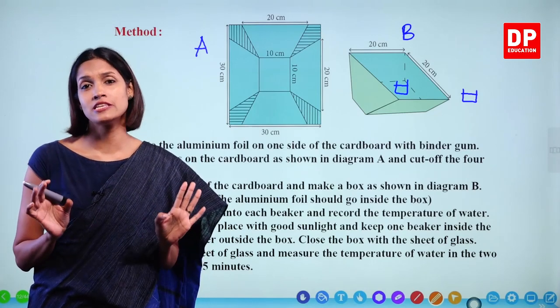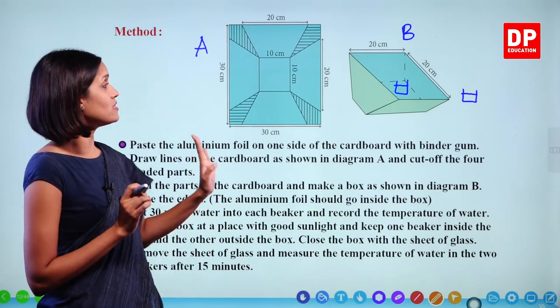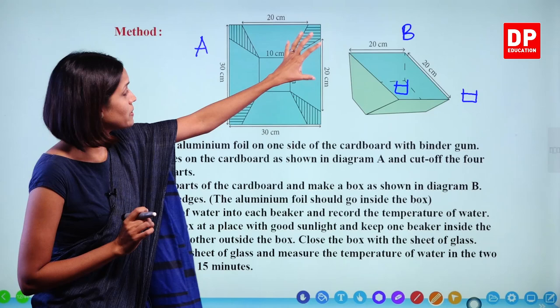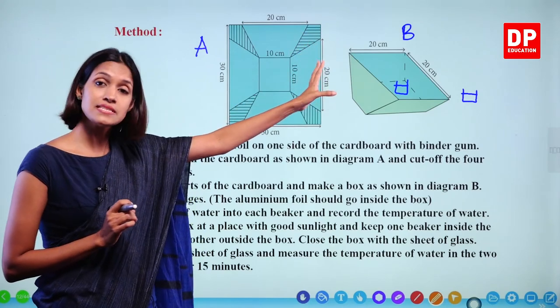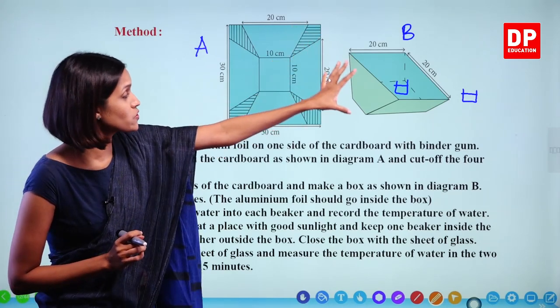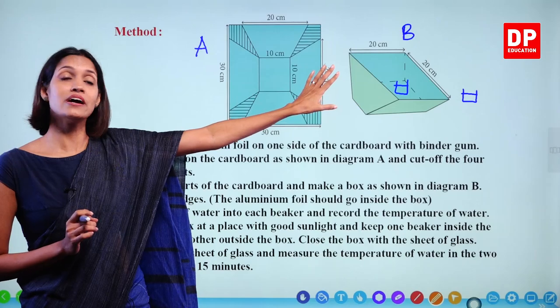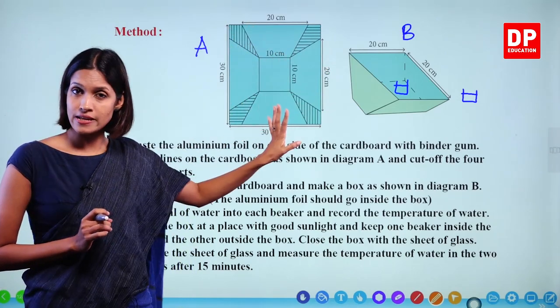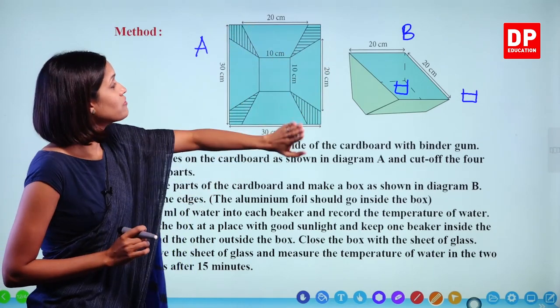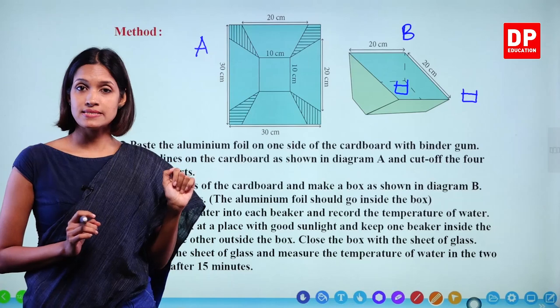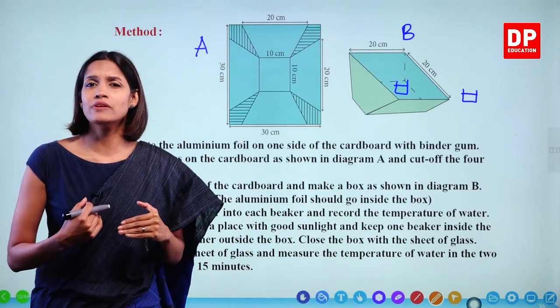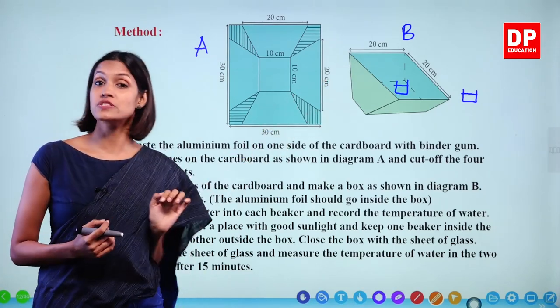You will realize the initial temperatures are the same. Then place one beaker inside the box and the other beaker outside the box, in a place where this box gets enough sunlight. Cover the box with a sheet of glass. After about 10-15 minutes, measure the temperatures again.